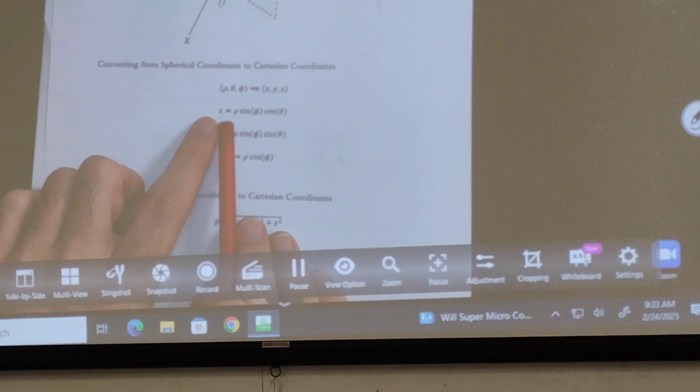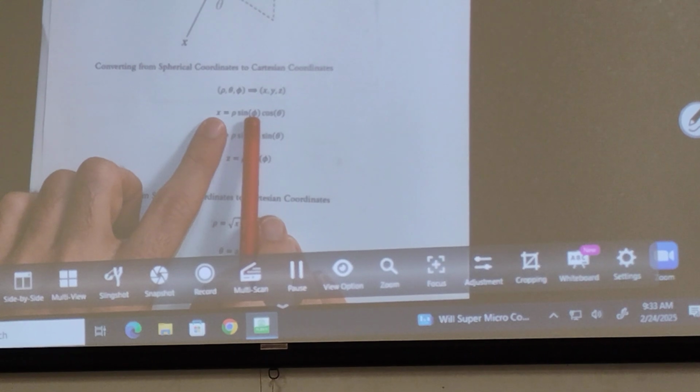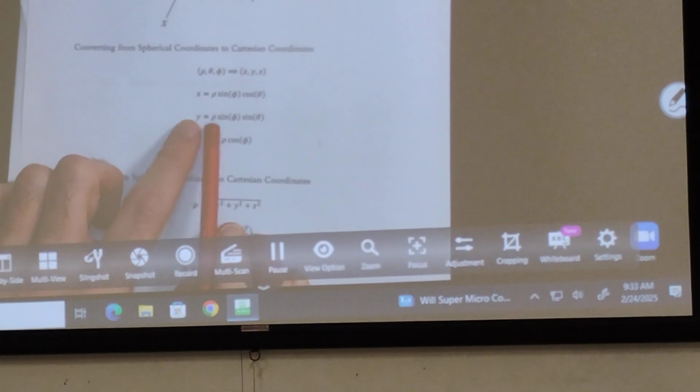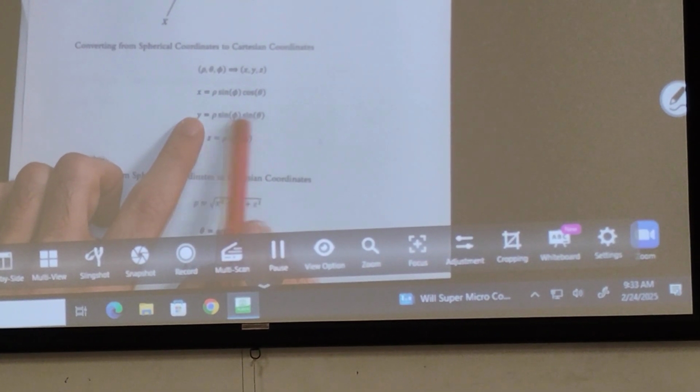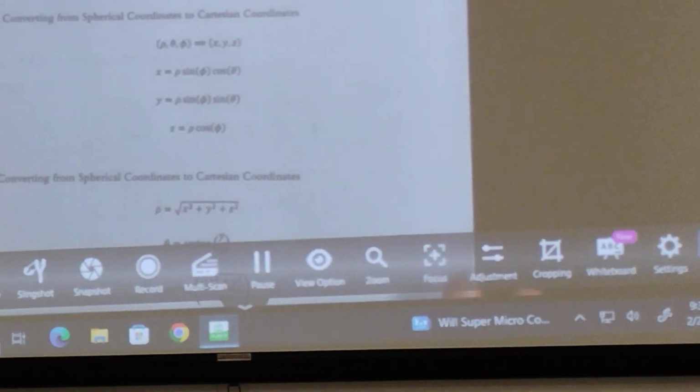x equals r cosine theta, so it's something cosine theta. y equals something sine theta. And then a new one for us, z is equal to rho times the cosine of phi.